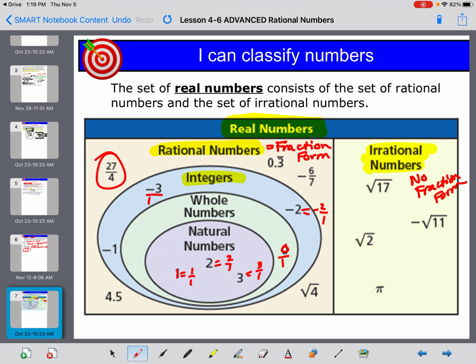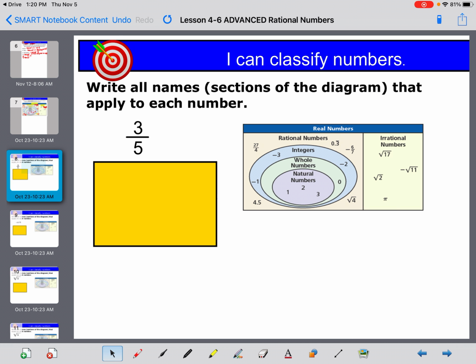27/4 is already a fraction form. 4.5 is the same as 4 and 5/10. The square root of 4, what number times itself, I'm working on this one, what number times itself gives me 4? 2, which is the same as 2 over 1. Okay? Let's try some of these out. Write all of the names that apply.